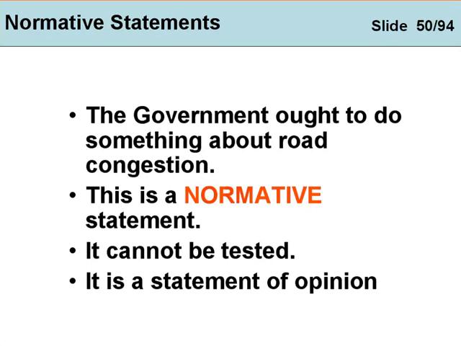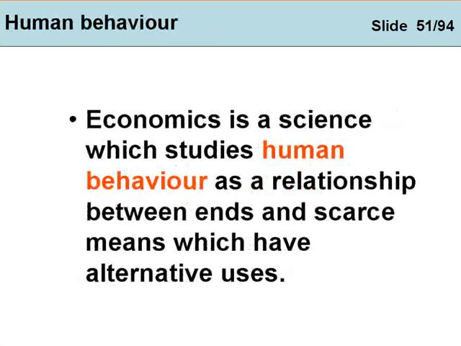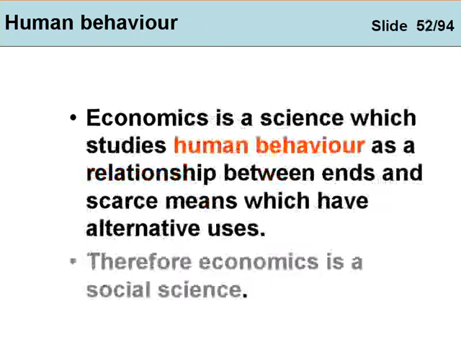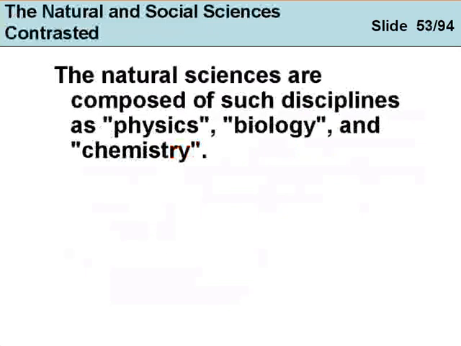Let's go back to Robbins' definition. It states that economics is a science which studies human behavior. Well, yeah. We study human behavior because it is a social science. We contrast the social sciences, of course, with the natural sciences. Natural sciences are composed of such disciplines as physics, biology, chemistry, astronomy, and so on.